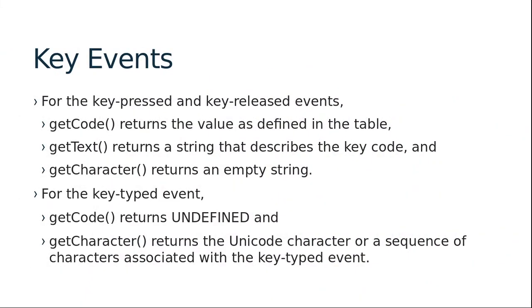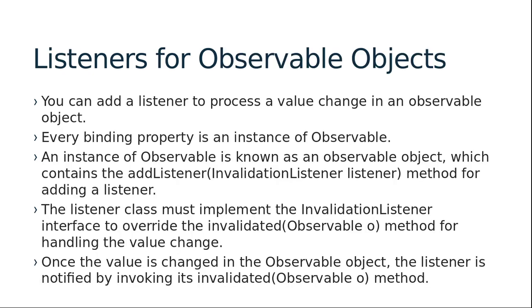So we have seen mouse events and key events. The next topic is listeners to observable objects. Look, observable objects are generally what we get whenever we bind any property, because those binding properties are actually observable instances. Okay, so if those properties are being changed, and whenever that property is changed you want to call some method, if you want to perform something, you can use a listener. Now in that case, what you can do is add a listener.